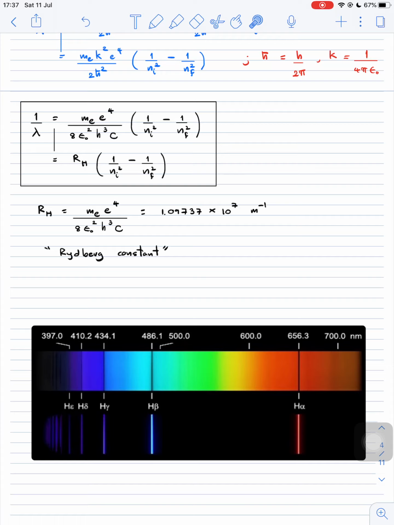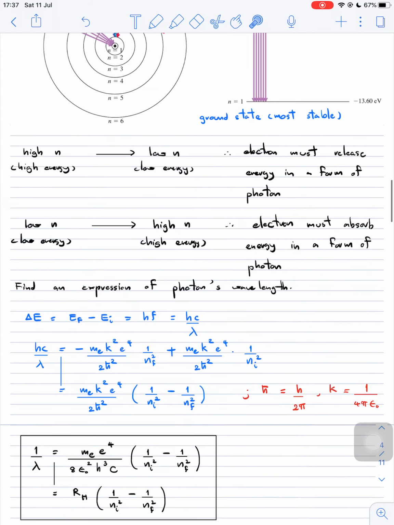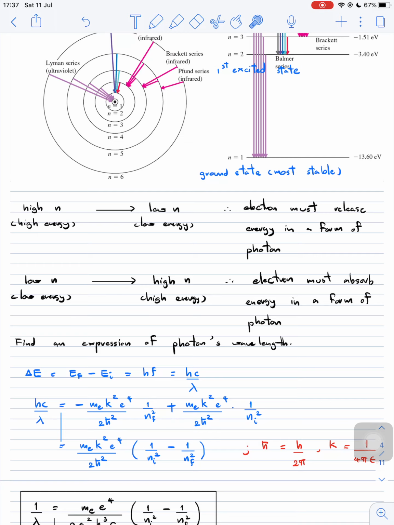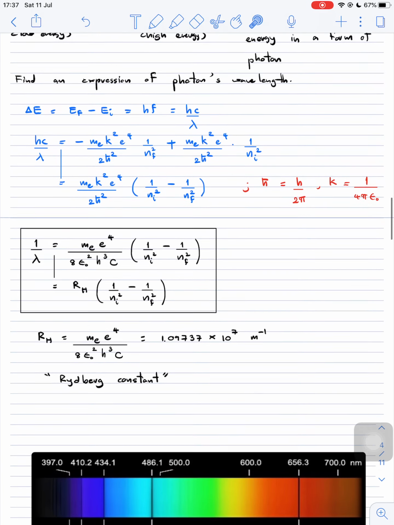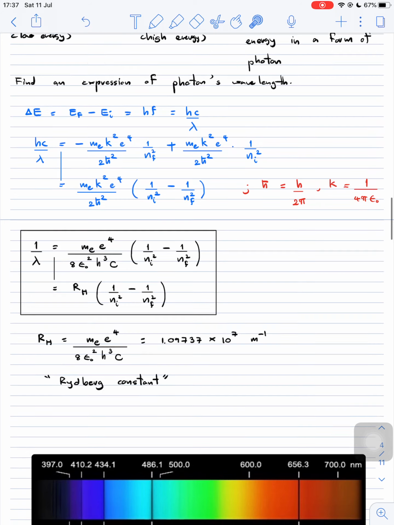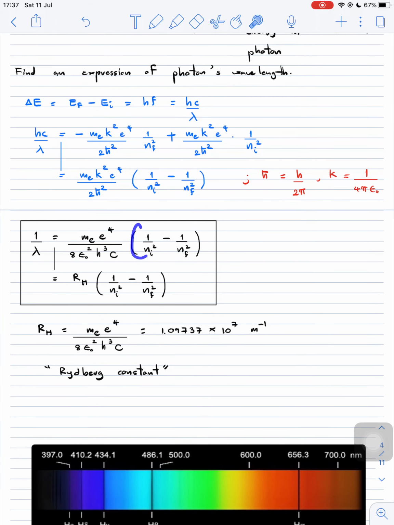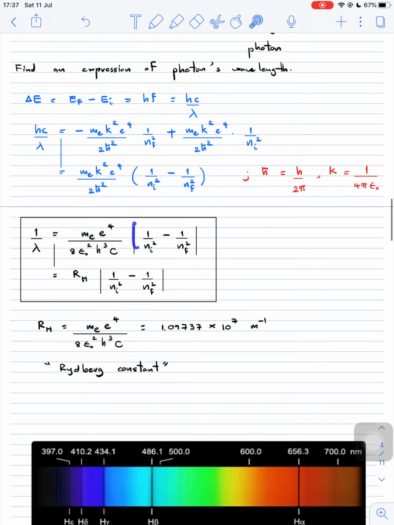So now we have an equation that we can use to solve for the wavelength of the spectrum. The last thing that I want to emphasize: I want to change this parenthesis here to be the absolute value. It means that we don't need to take into account the sign of this one. This one can be positive or negative, but we only want the positive value. That's why I put the absolute value here.